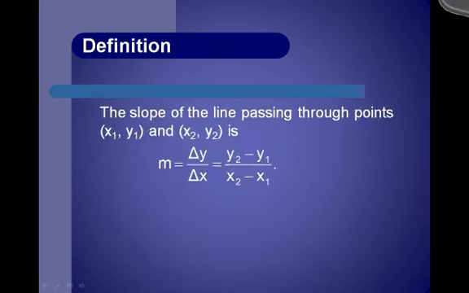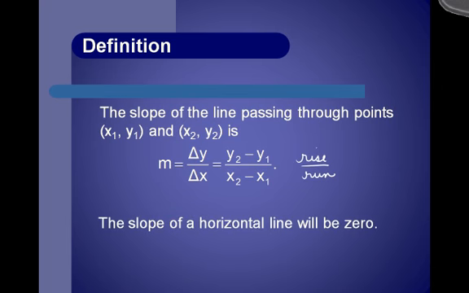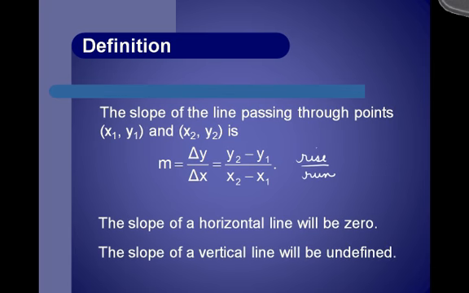The slope of the line passing through 2 points, x1, y1, and x2, y2, is found using the formula m equals the change in the y values divided by the change in the x values. Remember we said slope was rise over run? Well, rise is the difference in the y values, and the run is the difference in the x values. The slope of a horizontal line will be 0, and the slope of a vertical line will be undefined.